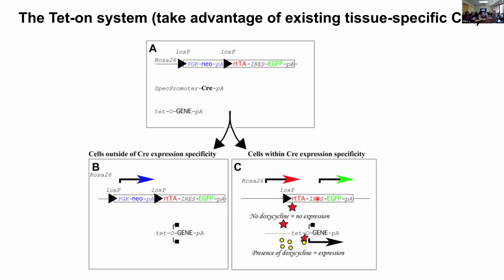But that rtTA is not going to do anything until you give it doxycycline. And then you will turn on the gene. So this is a 3 component approach. And you will ask, why?